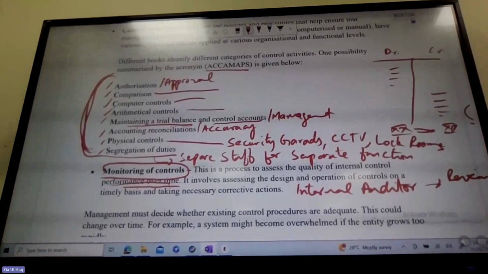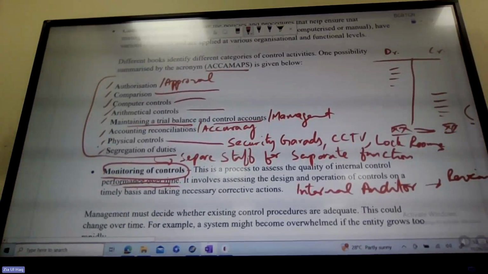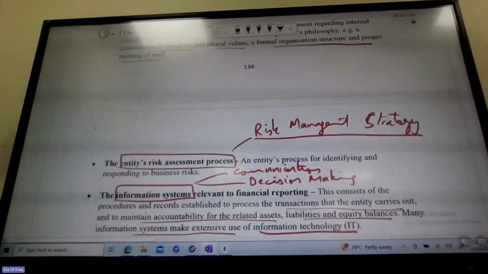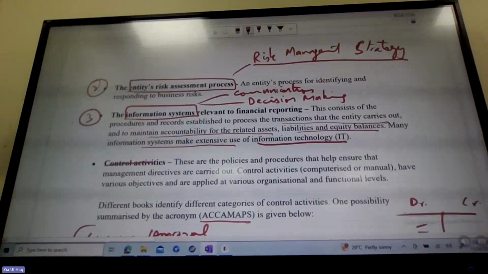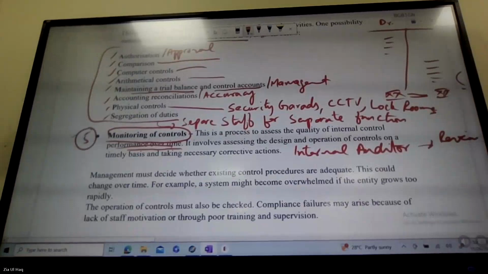If these are monitored, these controls will be followed and will work in the organization, meaning the control system will be strong. If there is no monitoring, then some of the policies and activities might not be followed, and this will weaken your internal control system. So there are 5 elements of an internal control system. One is called control environment. Second is risk assessment. Third is information system. Fourth is control activities. And fifth is monitoring control.